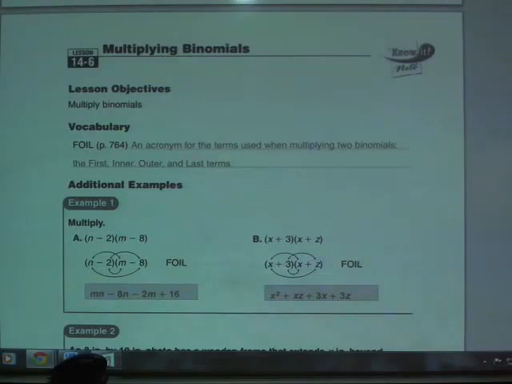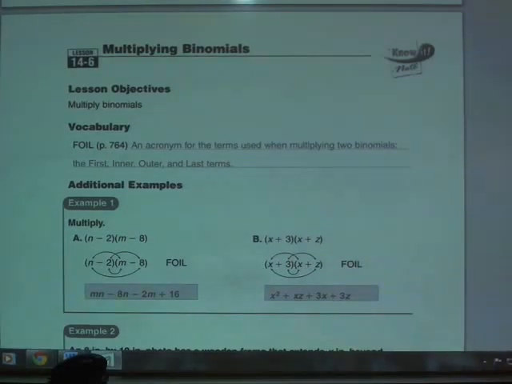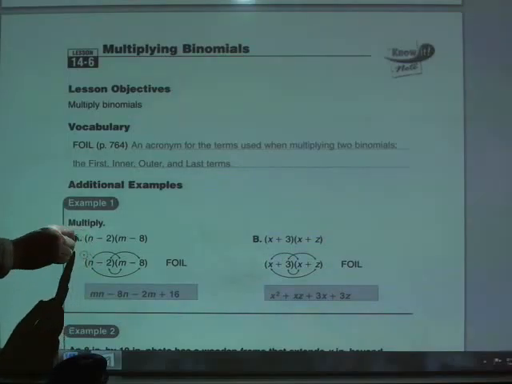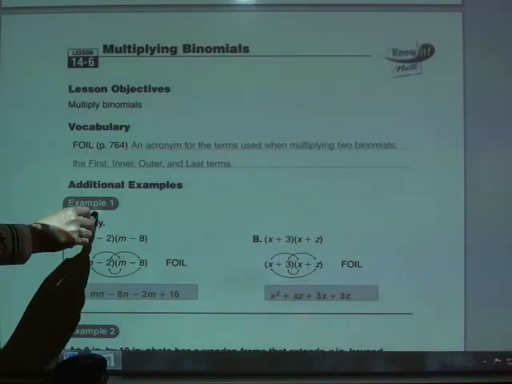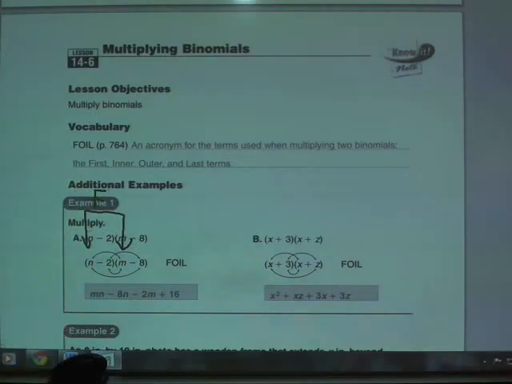So the good thing we can do first here is identify our F, the O, the I, and the L, because we need to know what those things are. F stands for the first. So when we're talking about the first, what we mean here is the first term in each binomial. So in this problem, that's the n and the m. All right, and we're going to multiply those together, and that's going to get dragged down into our solution.